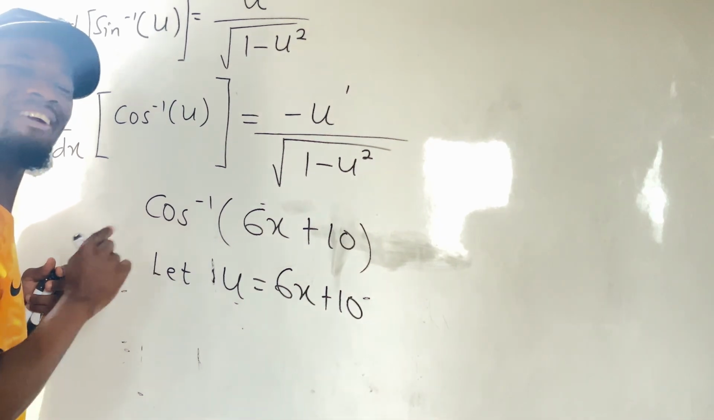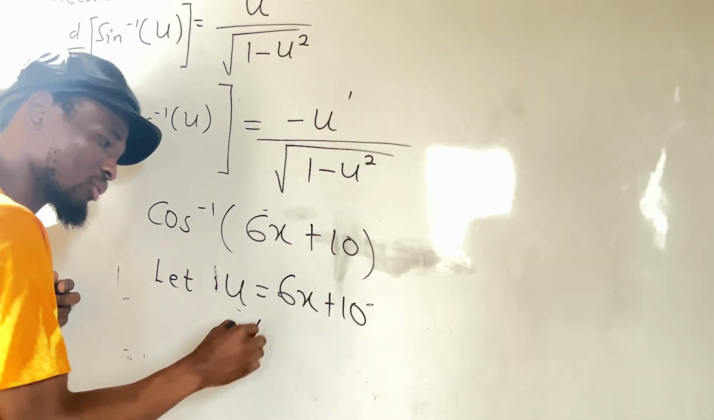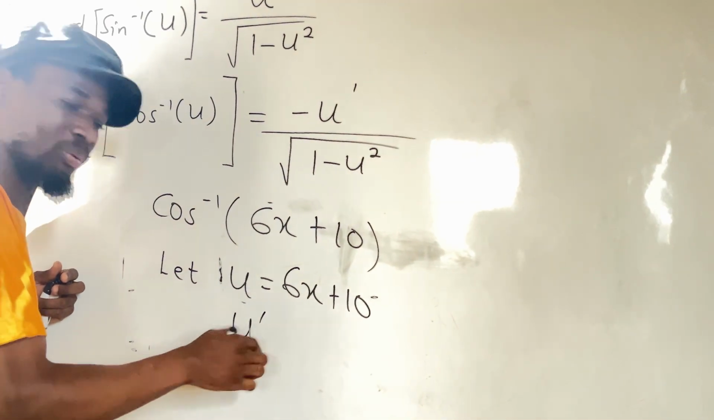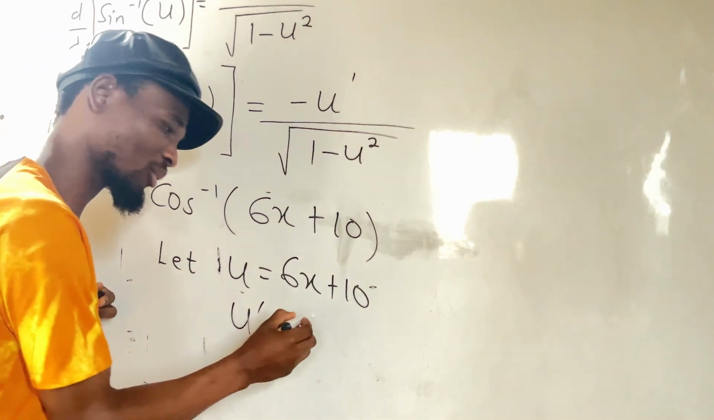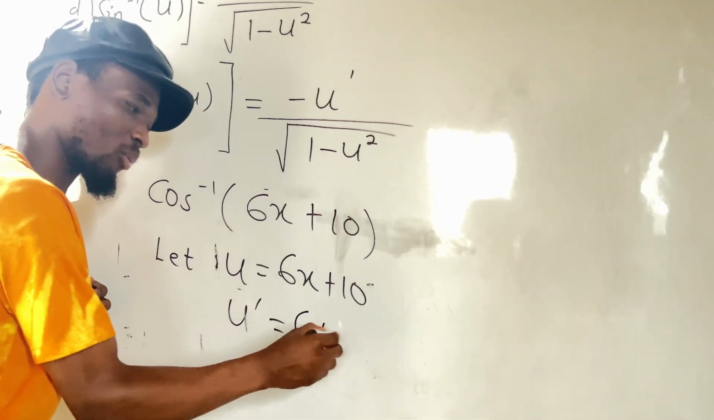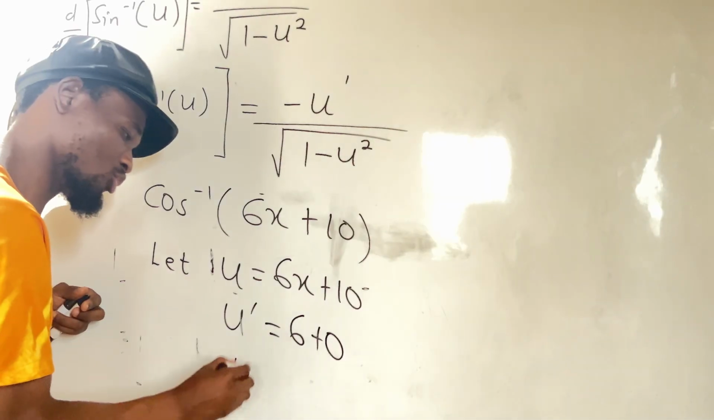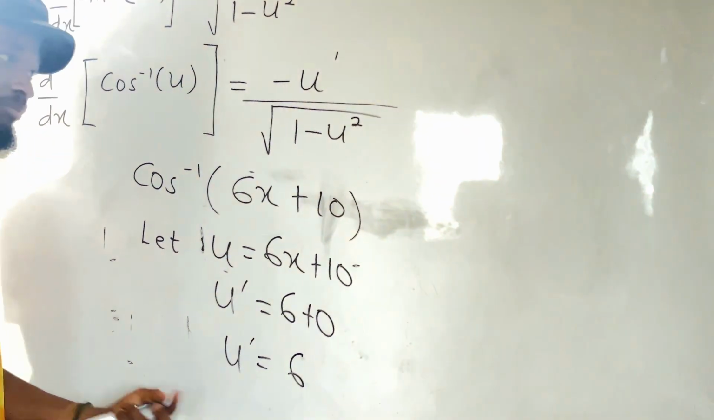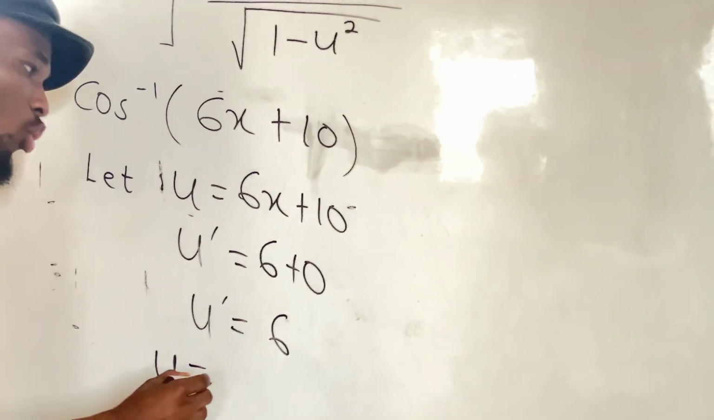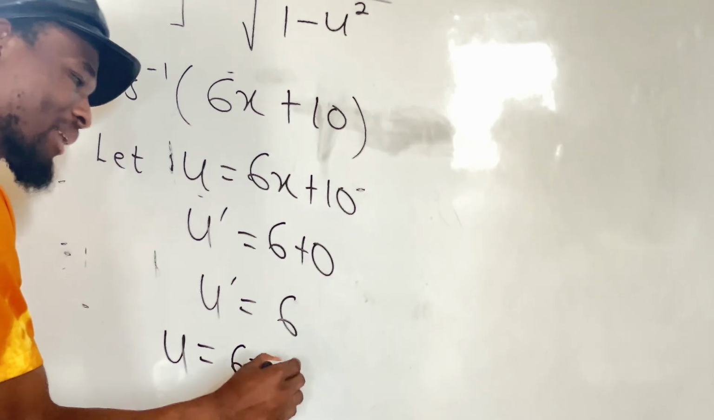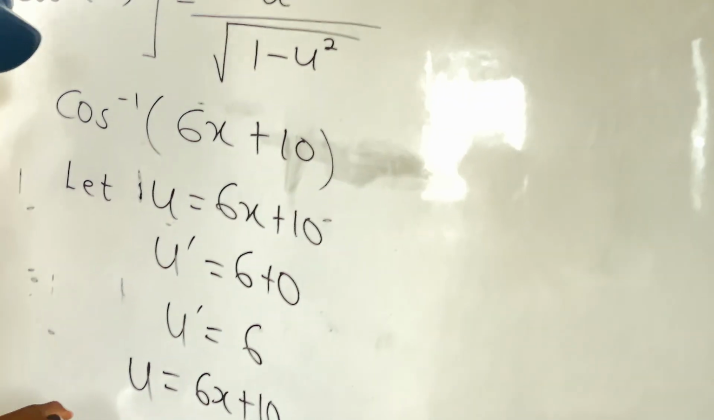Now, when you find the derivative of u with respect to x, you have u prime, which is equal to, when you differentiate 6x, you have 6. When you differentiate a constant, it gives 0. So u prime is equal to 6. Now, if u is equal to 6x plus 10, let's find u squared.